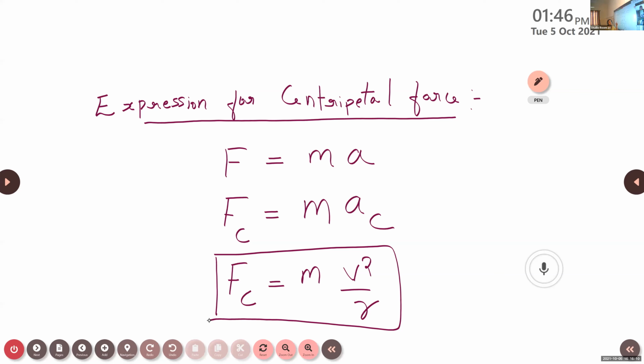We are starting from the expression for force. Force is the product of mass into acceleration. Here we are calculating the centripetal force, so it becomes Fc. Fc is equal to mass of the object into centripetal acceleration or the central acceleration AC. So Fc is equal to m into AC. But we know that AC is V square by R. So the equation becomes Fc is equal to mv square by R.